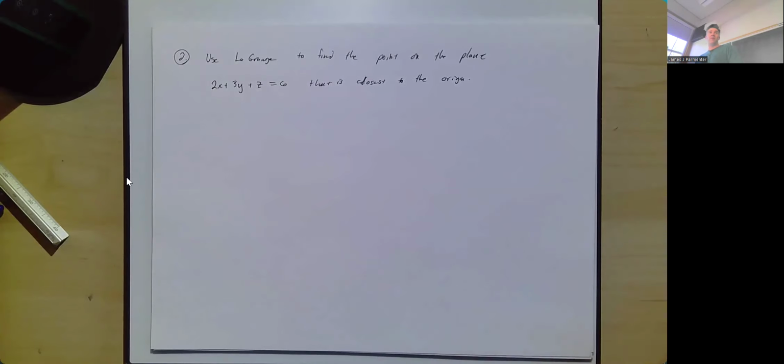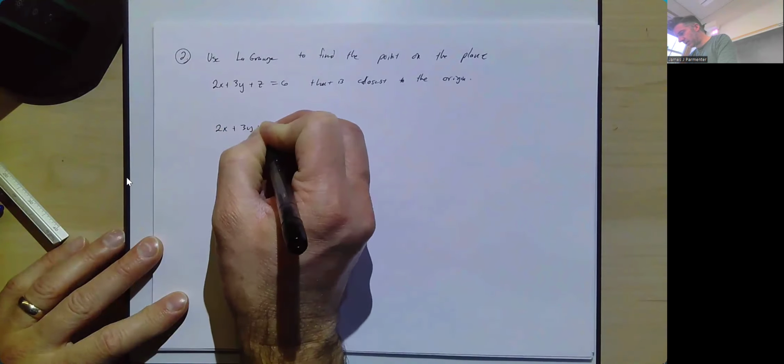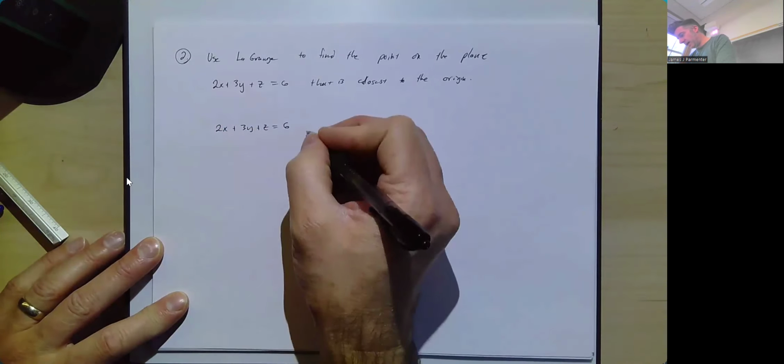So before we can go anywhere, we have to figure out what our constraint is and what we're trying to optimize. Well, the constraint's given. The point has to be on the plane. So this equation here, 2x plus 3y plus z equal to 6, that is our constraint.